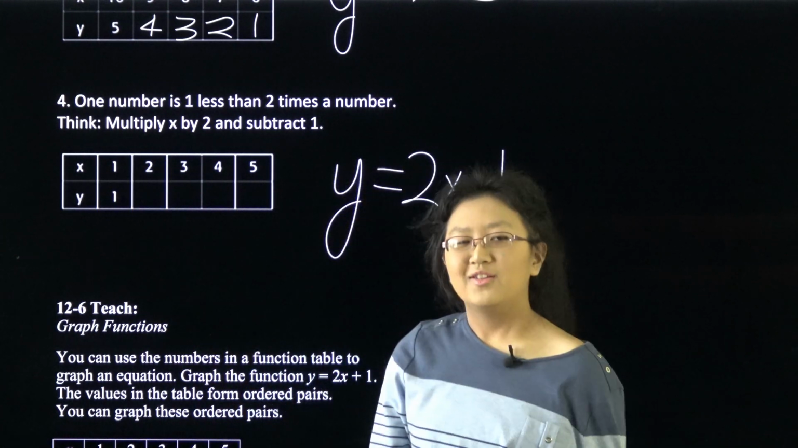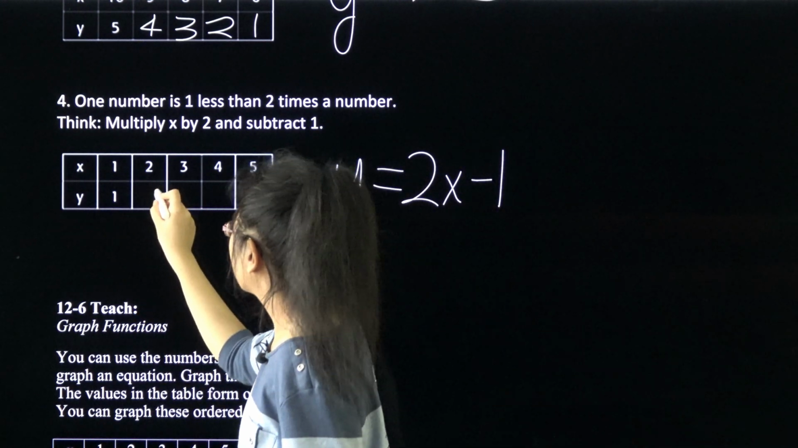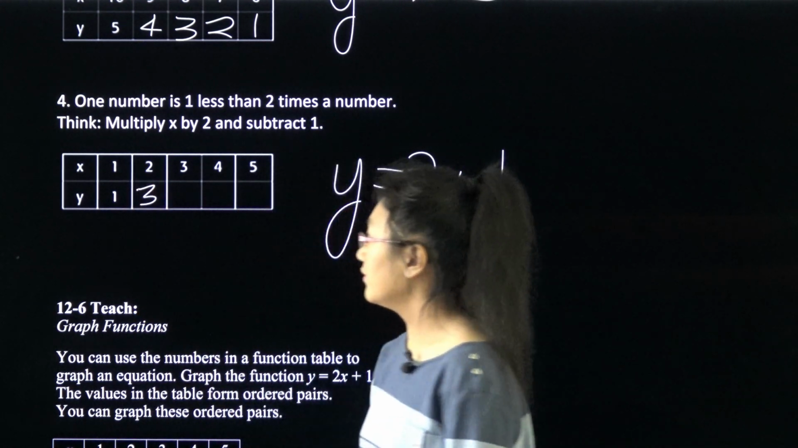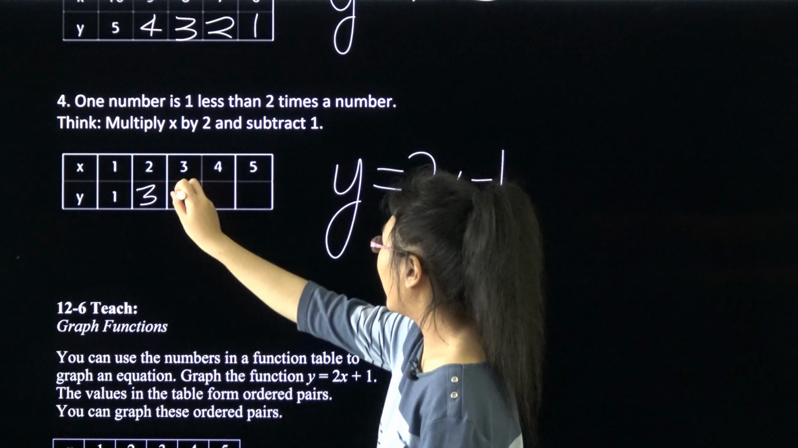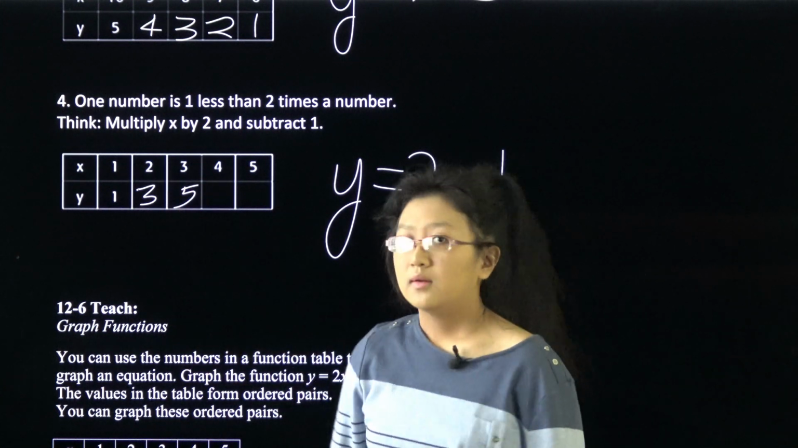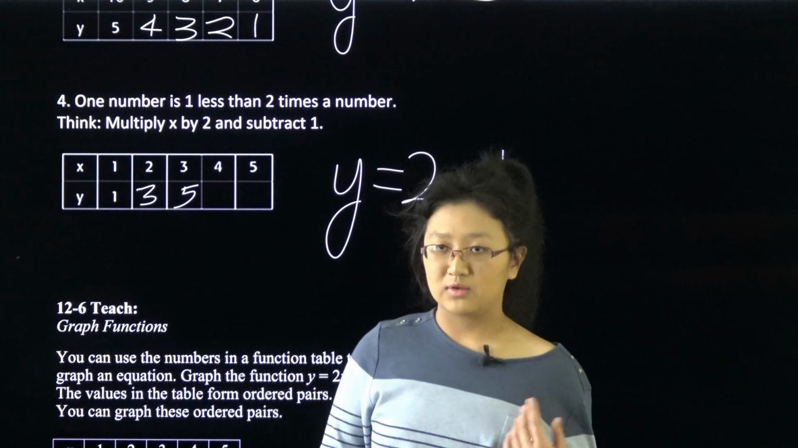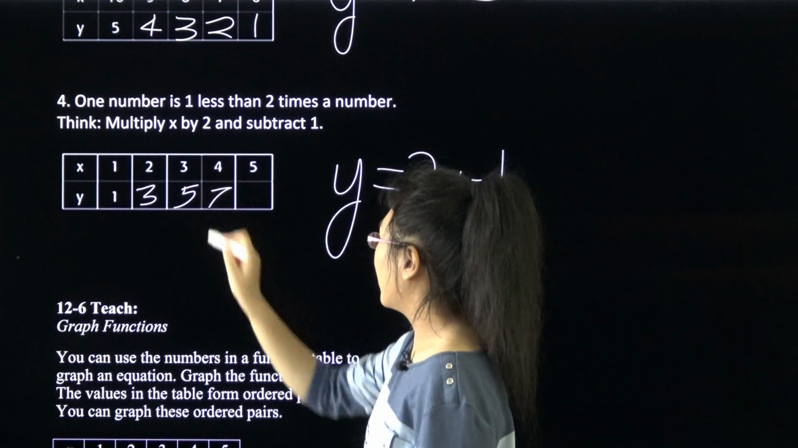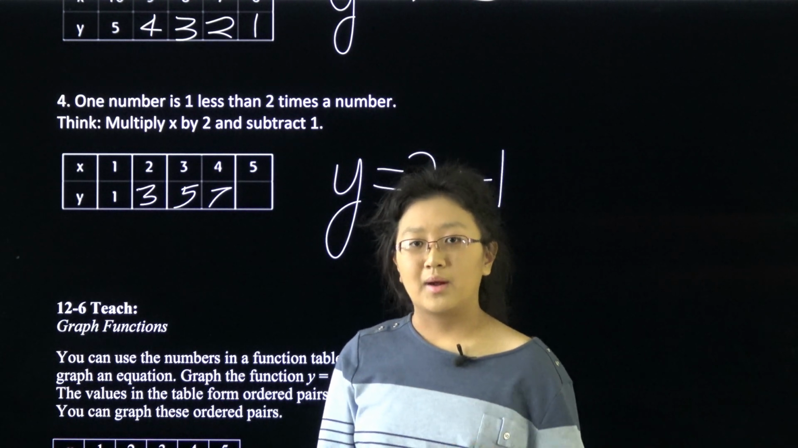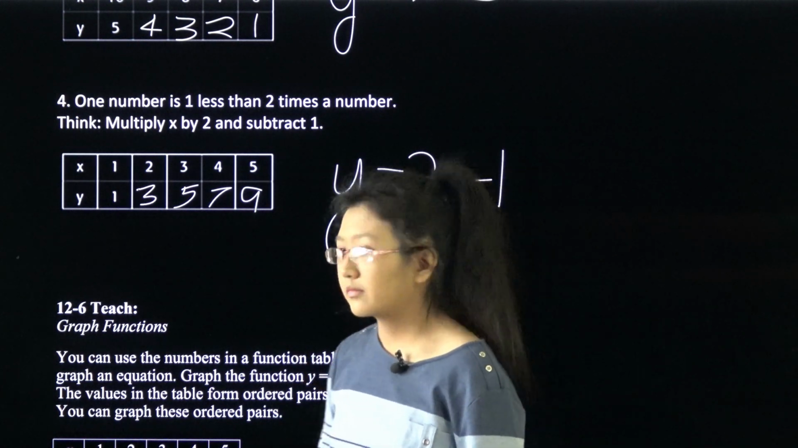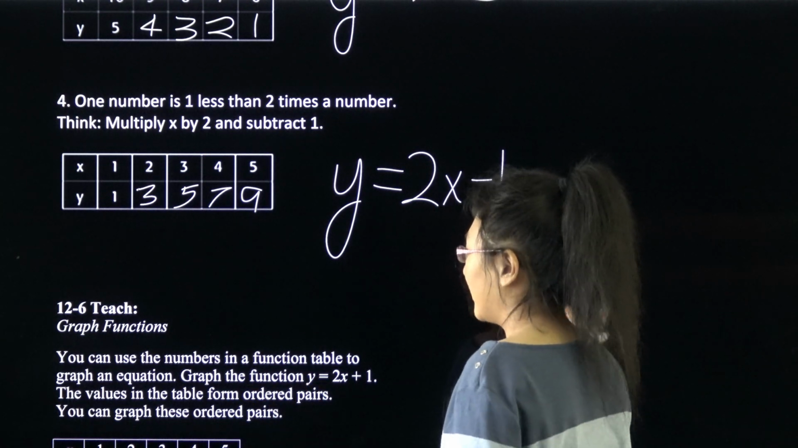X equals 2, 2 times 2 equals 4, and 4 minus 1 equals 3. X equals 3, 3 times 2 equals 6, 6 minus 1 equals 5, y equals 5. X equals 4, 4 times 2 equals 8, 8 minus 1 equals 7, y equals 7. X equals 5, 5 times 2 equals 10, 10 minus 1 equals 9. Hooray, we're done. So, what do we get when we combine graphing and functions?